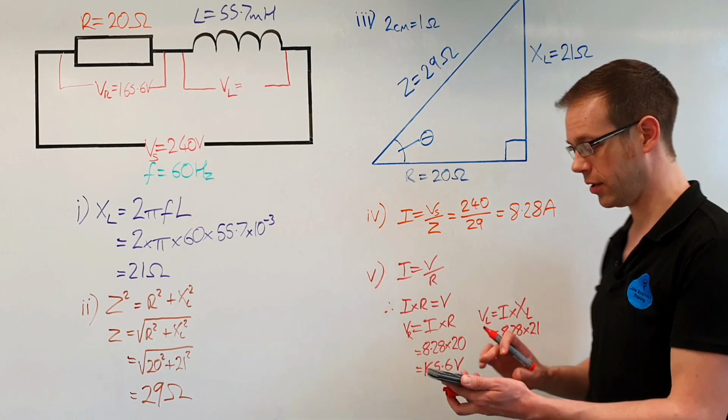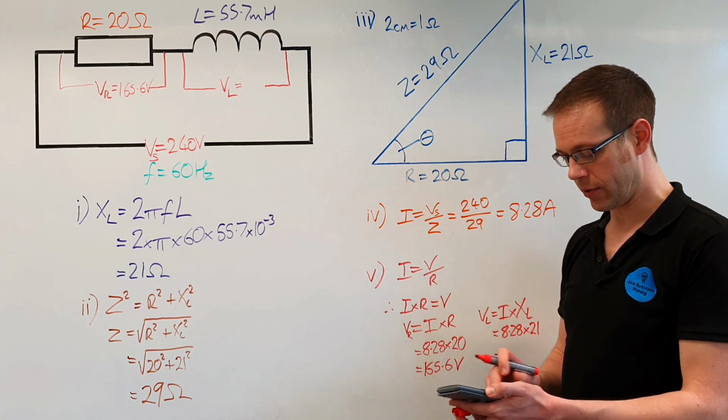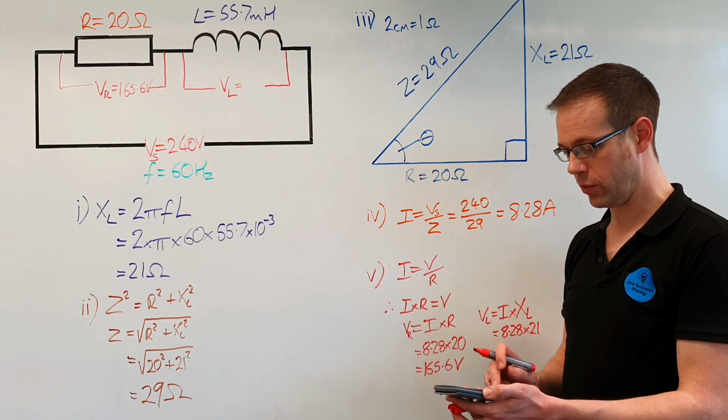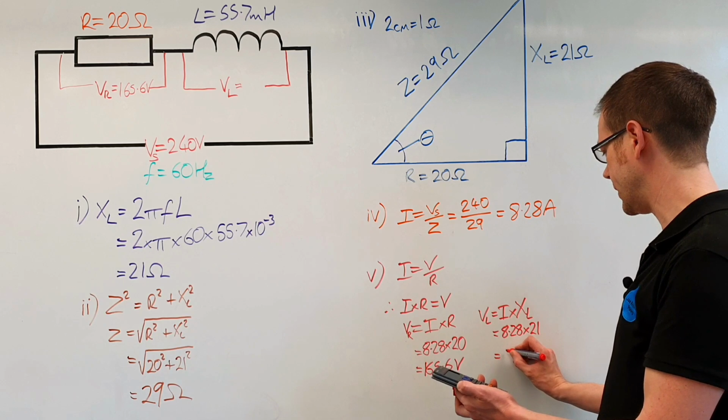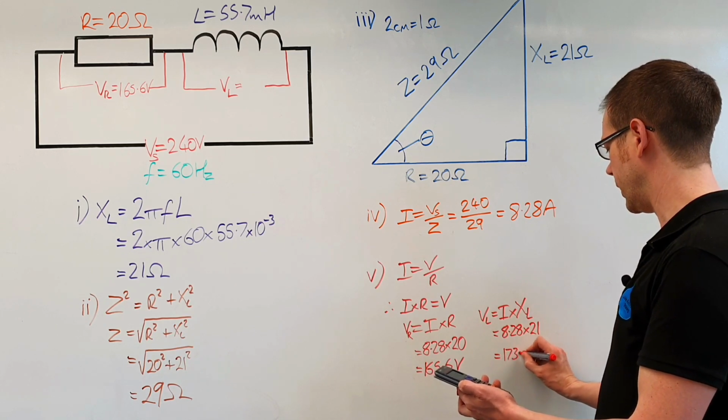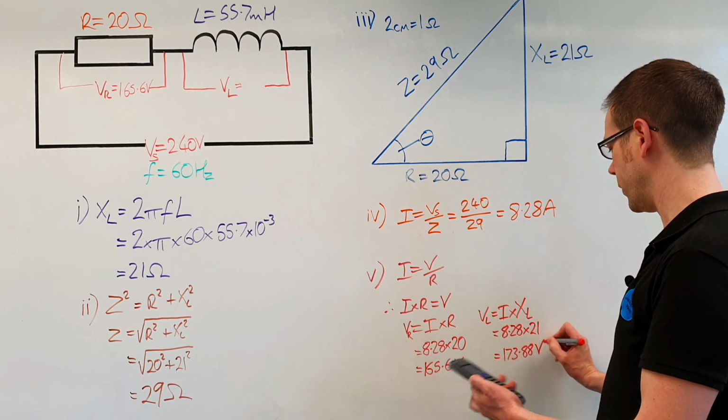So 8.28 times 21. So again, we'll do that on the calculator. 8.28 times 21 is going to give us 173.88. So that's 173.88 volts.